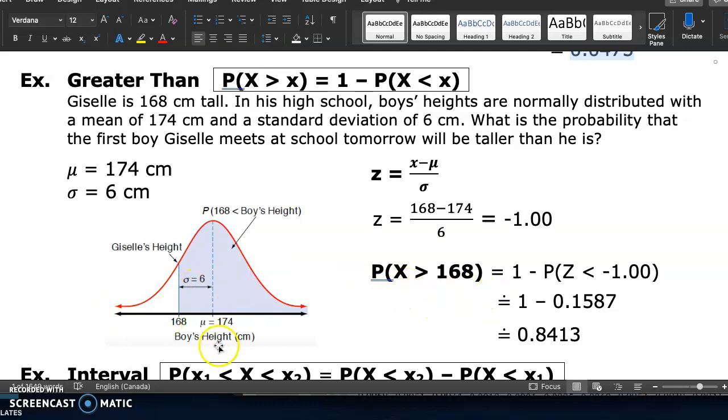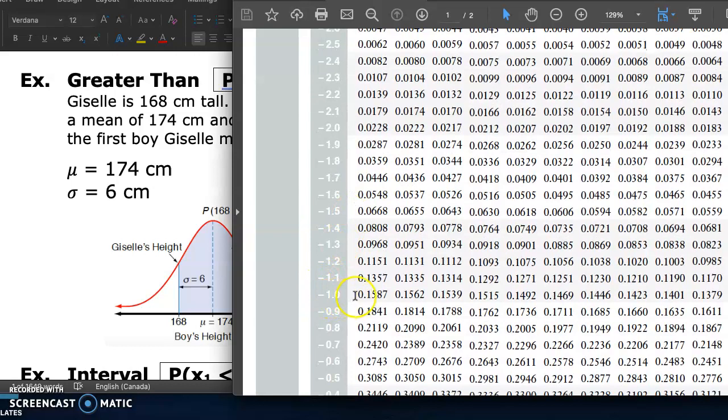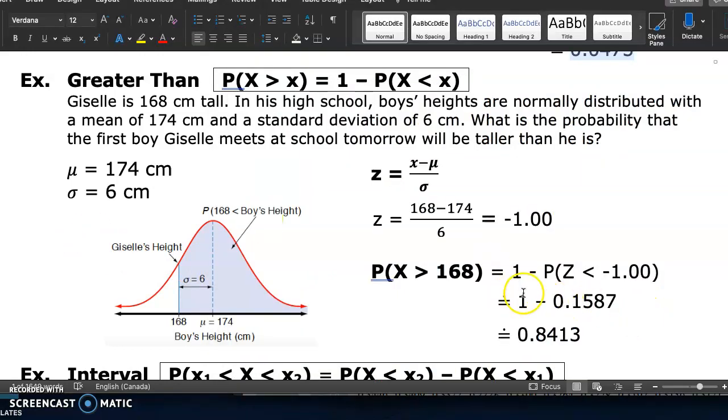So you'll see we do everything the same as the previous question as far as determining the z-score value of what is the probability that the first boy Giselle meets tomorrow will be taller than she is, and she is 168 centimeters tall. So this is described by this situation. We're going to do 1 minus the probability that it's less than. And if you do the z-score calculation, 168 minus 174 divided by 6, we get negative 1. And on our table, negative 1.0, and the first column is 0, we get 0.1587. And we subtract that value that is known using the standard normal curve to get our area to the right-hand side.